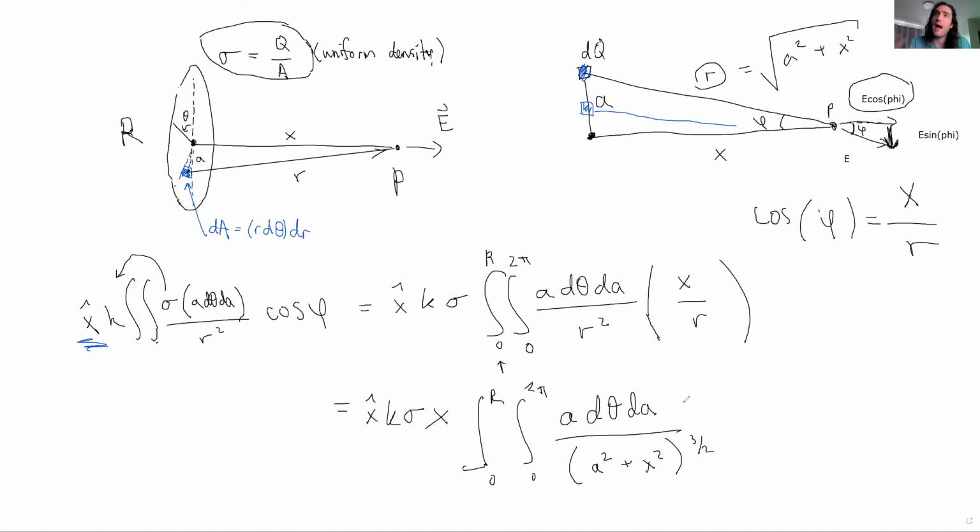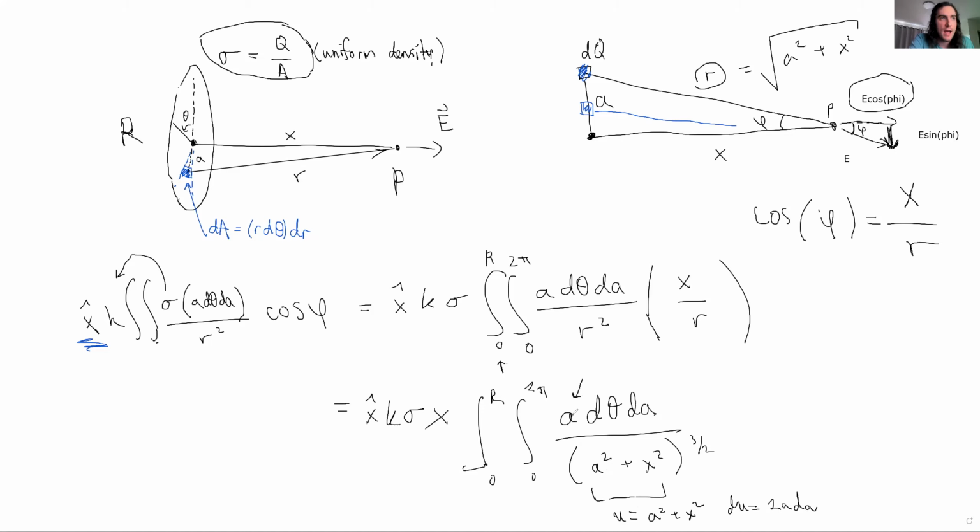But it isn't that bad of an integral. You should know how to do it. Notice that what's in the parentheses here is a squared plus some constant, so I can set u equal to this stuff. I can set u equal to a squared plus x squared because I have an a up here in the numerator. So du is going to be equal to 2a dA.